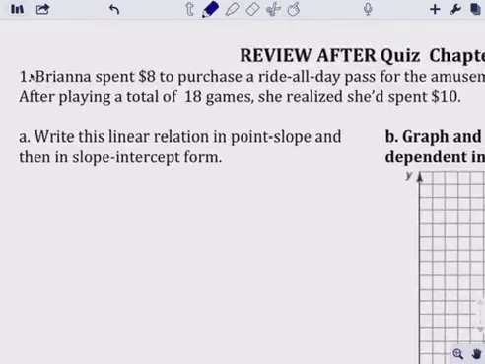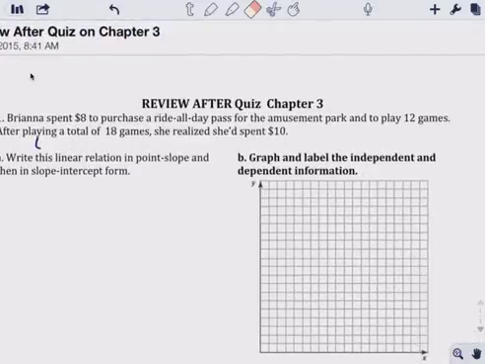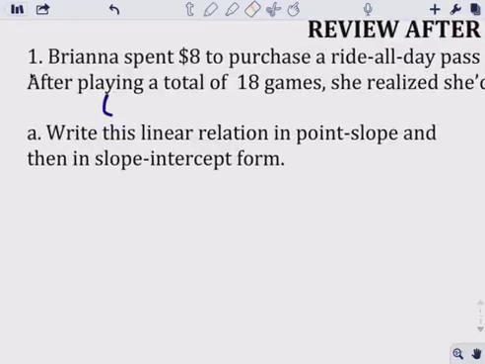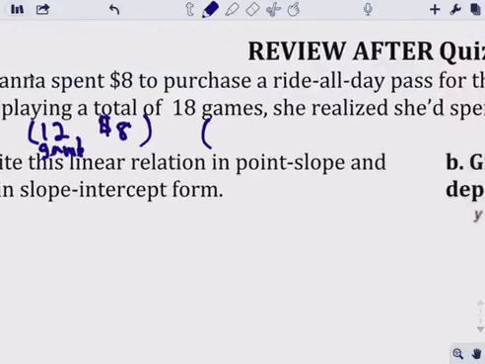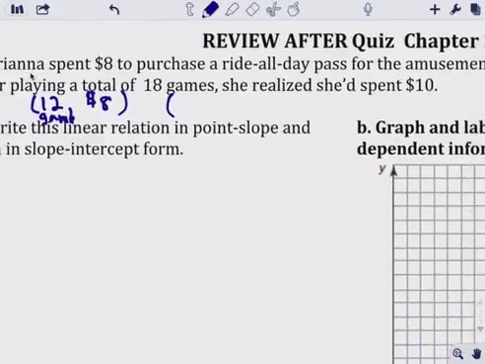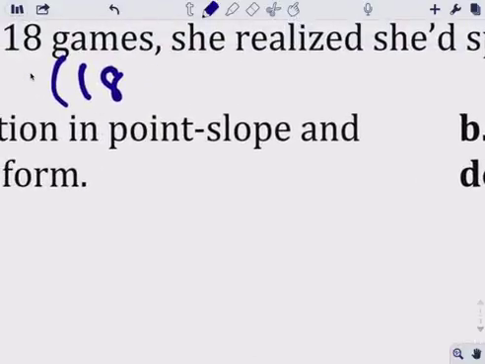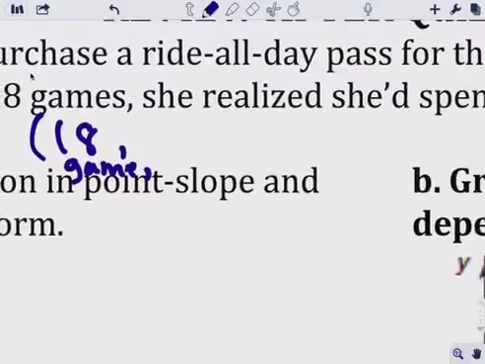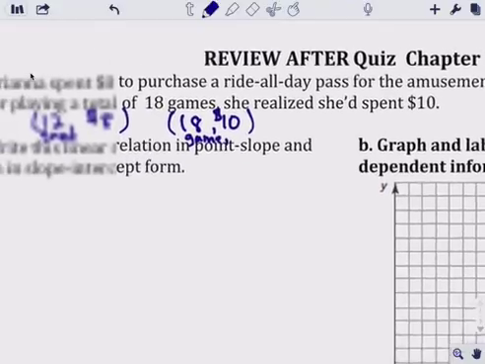Okay, so this ordered pair is 12 games for $8. 12 games will cost you $8. Now it's important that you write the words and what it means on the bottom. That way, when they ask you what does it mean, you know exactly what it means. So 18 games for $10. Okay, so these are your ordered pairs.